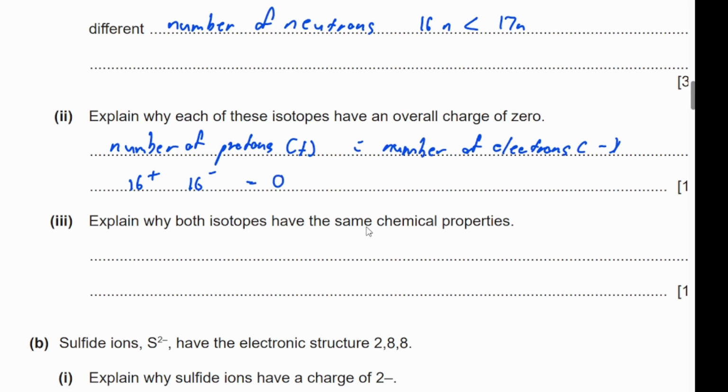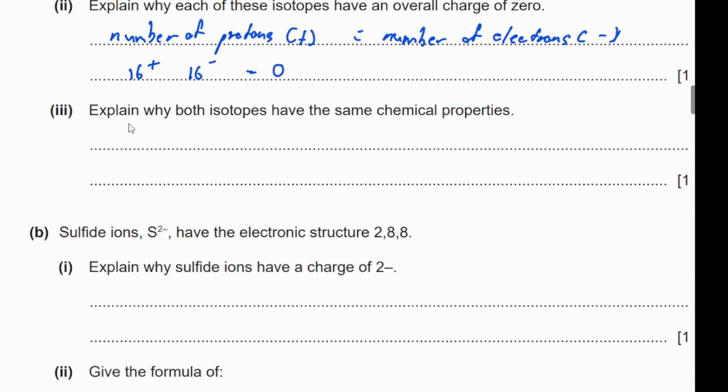Explain why both isotopes have the same chemical properties. It is because the number of electrons are the same, so therefore the valence electrons have the same number. They have the same number of valence electrons or outer shell electrons, which determines the chemical properties of the isotopes. Okay? B.